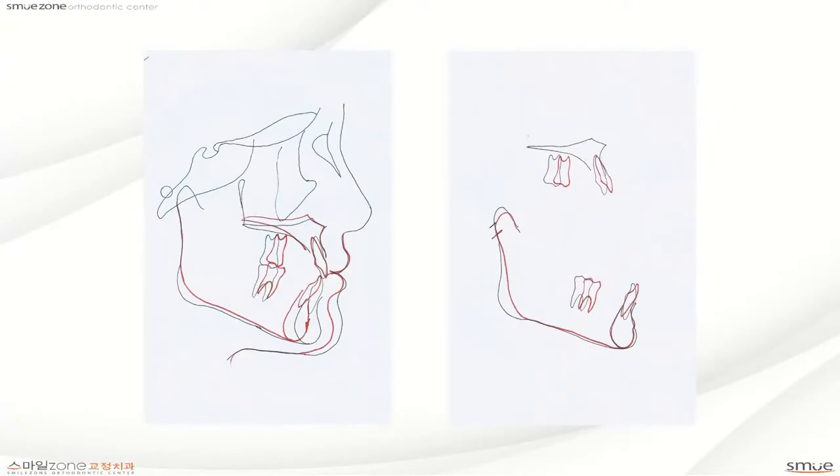And this is the superimposition that took place. There's a PNS impaction of the maxilla and setback of the mandible, and the jaw totally rotated clockwise in class 3.